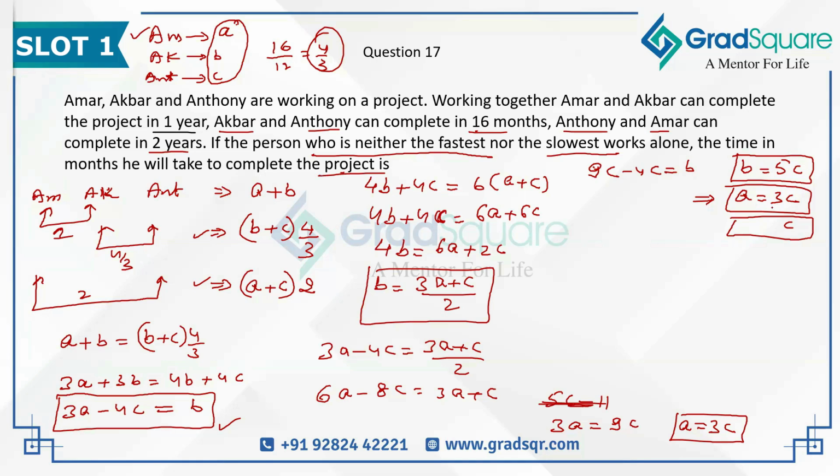So we are looking at A equals 3C, and let's say Amar finishes the work in X number of years. Every year he is doing 3C units, so 3C into X gives the total work. You can equate with any of these three. I'm equating it with the first one: A plus B is the total unit of work. A is 3C and B is 5C, so the total makes it 8C, which equals 3C times X. C will get cancelled out. X turns out to be 8 by 3 of a year.